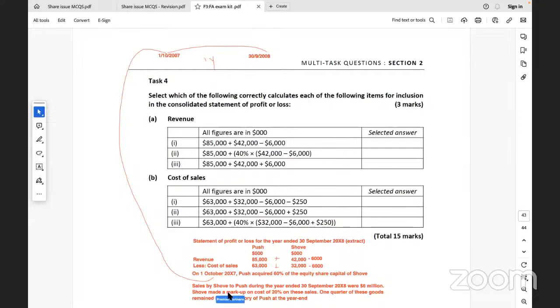Then they made a markup of 20% on these sales. One quarter is remaining. So guys, URP. How to do URP? URP is equal to profit multiplied by inventory held. So profit is equal to selling price minus cost. Therefore, remember profit is 20%. Yeah, good. That's correct, Umayma.